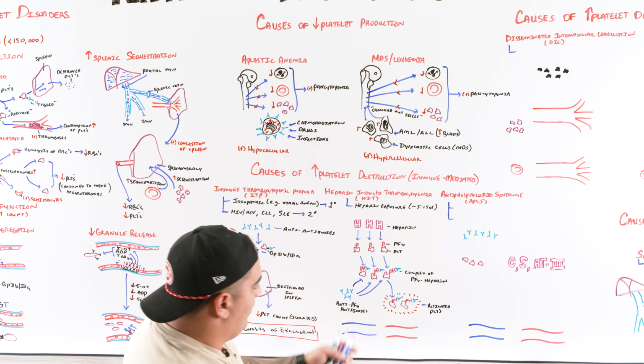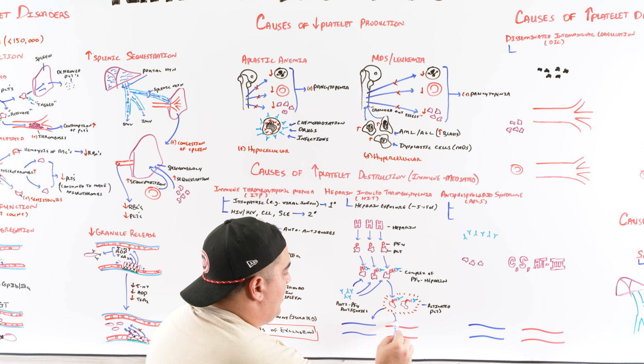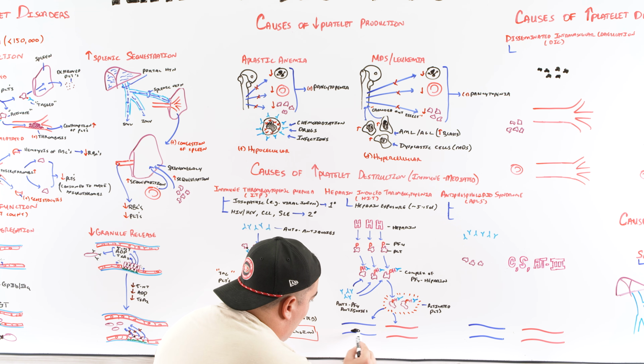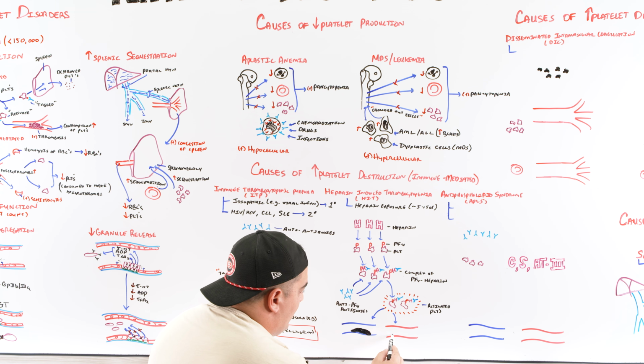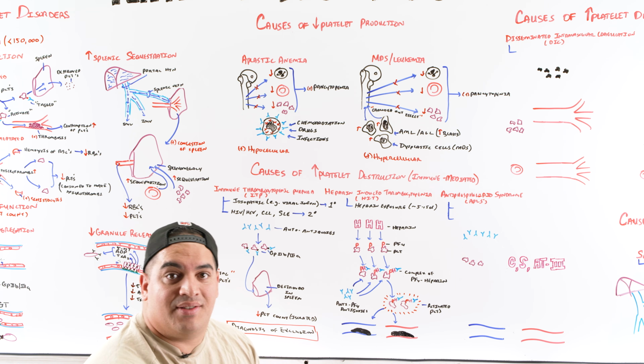And whenever they go and stick to the endothelium, guess what's going to happen? I'm going to start forming platelet plugs. And as I form these platelet plugs, this is going to lead to the activation of the coagulation cascade. And as I activate the coagulation cascade, I'm eventually going to lead to clots. And these clots are going to occur in the arteries, and they're going to occur in the veins.